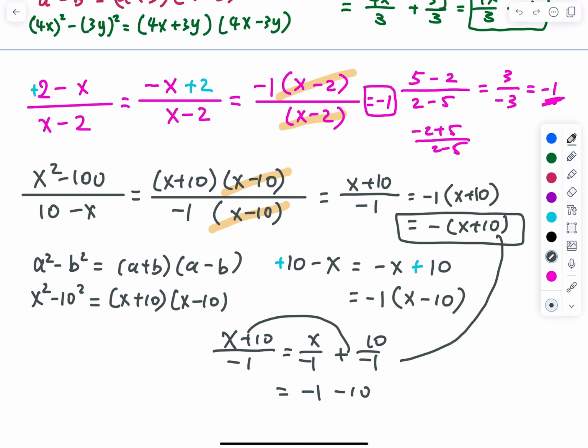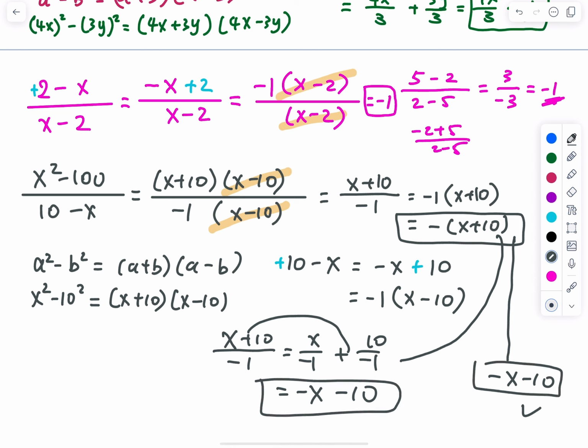Oh, this one, once you distribute the minus, you have a negative x minus 10, right? And then this one, what am I trying to say? This one, once you divide it, you have a negative x minus 10. Okay, so negative x minus 10, negative x minus 10. So either way is fine. I am good with keeping the negative one outside.